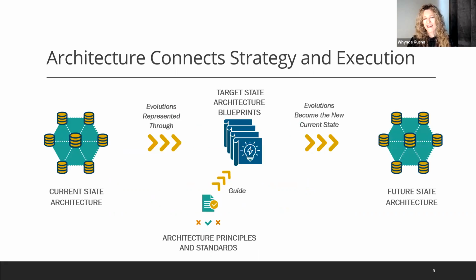So more to come. And just a little bit tactically, if we think about what our current state architecture looks like, we can show evolutions to that in target state architecture blueprints to reflect how it is evolving from strategy and other changes. And then that becomes the new current state of the organization. And again, initiatives are going to actually deliver on the changes to make that future state architecture real.